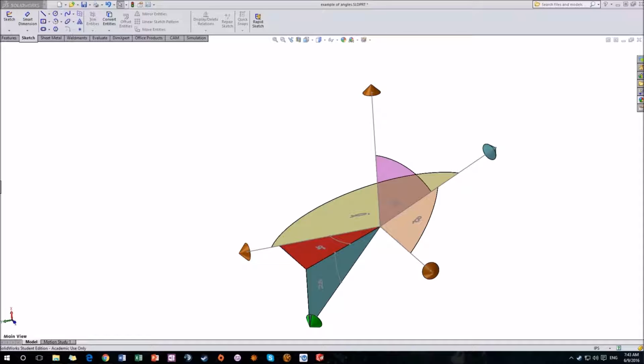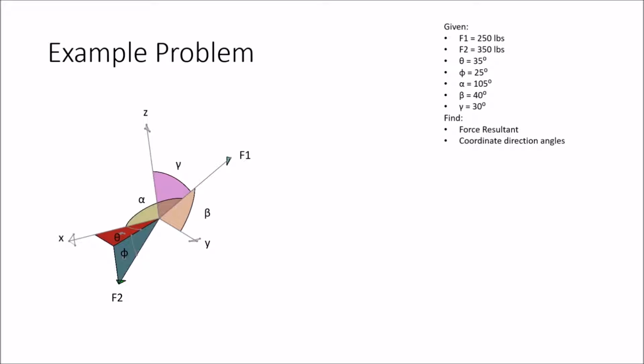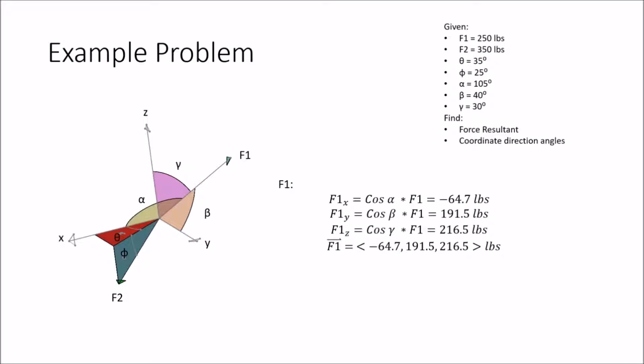Now we've been able to visually see all the components of these two forces. We can go ahead and do the math now. First, we have to break up both forces into x, y, and z components. This is an easy process. As we remember from the 3D explanation, we can find the components of force 1 by simply taking the cosine of the angle and multiplying it by the magnitude.